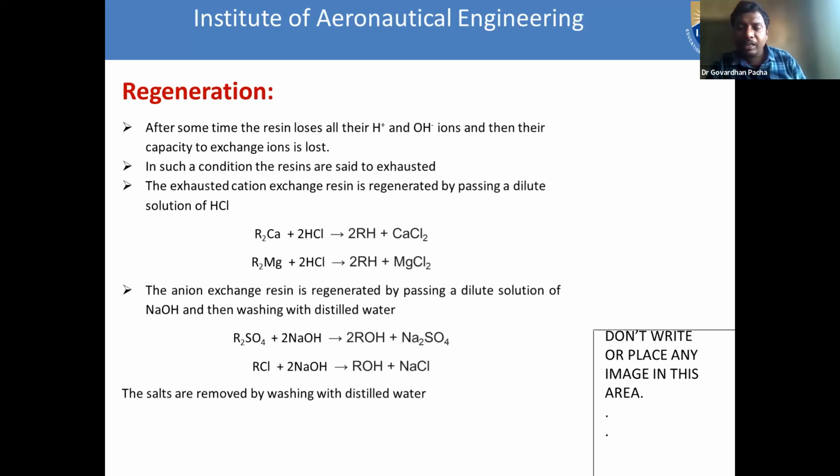Now we discuss the regeneration of both the cation exchanger and the anion exchanger. For example, if you filter hard water up to 1000 liters or more than 2000 liters, the capability of the resins gradually decreases. At this condition, we say that the life of the resin is over. That resultant resin, either cation exchanger or anion exchanger, is called an exhausted resin. The capability of the resin is over and it needs regeneration.